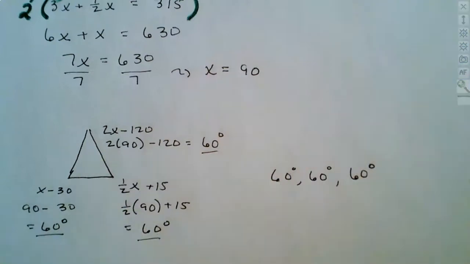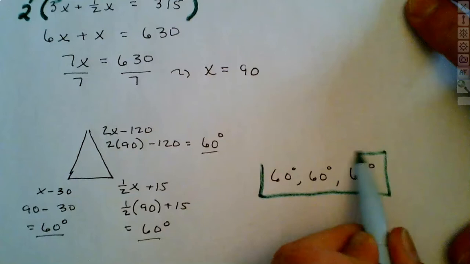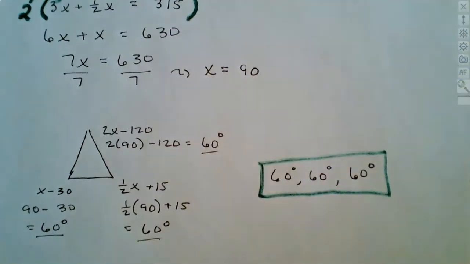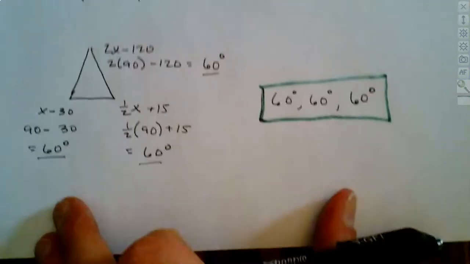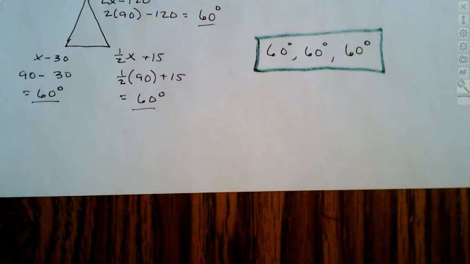This is called an equilateral triangle because all of them are the same. So they're all 60 degrees. But do not just write down 90 because 90 is not your answer. You've got to take that 90 and plug it back in to get all the angles. We'll do one more of these quickly, and then we'll move on to another type of angle.